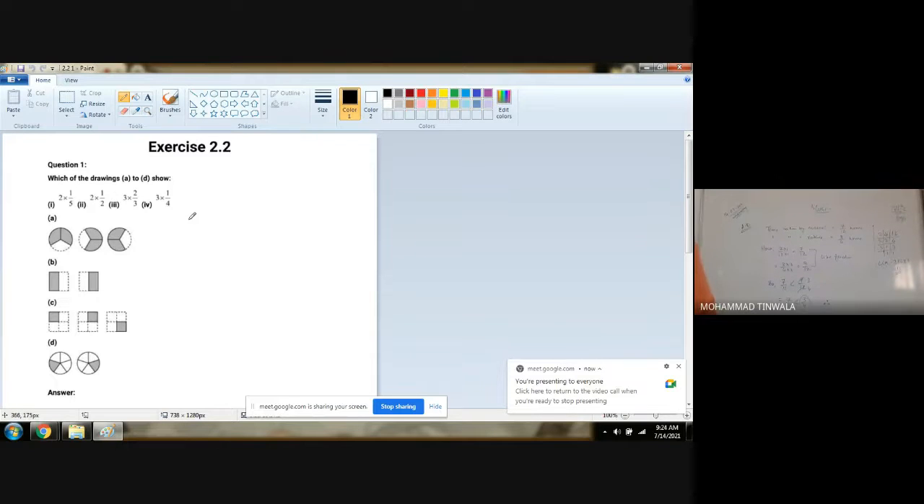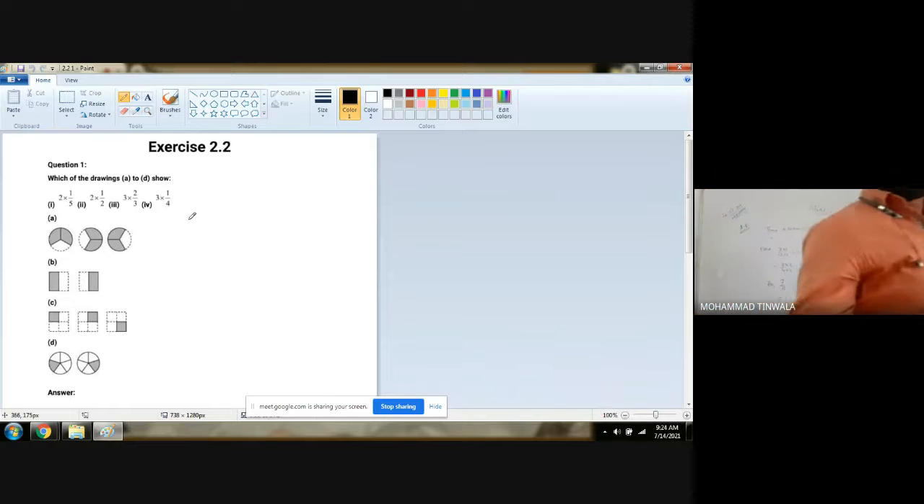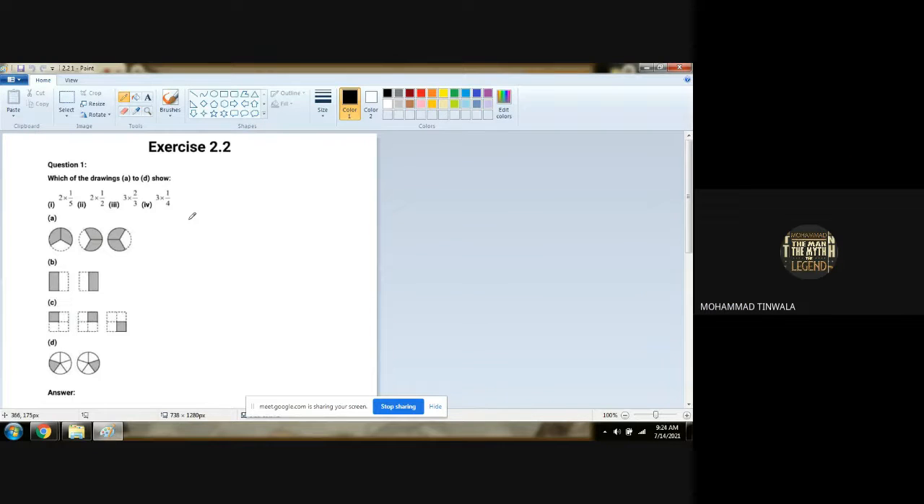Come on boys, it's very easy. Chalo. Boys, it is very easy. Yes. Yes, sir. Which of the drawings A to D shows?